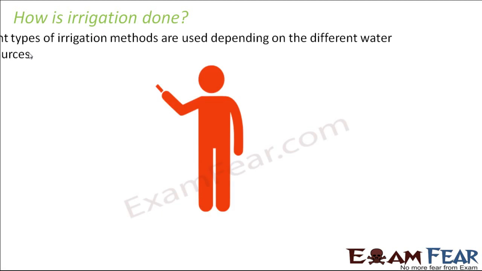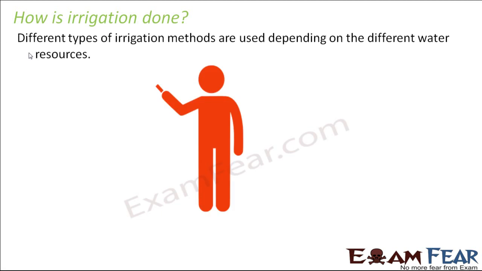Now the question is, how is irrigation done? How exactly do we water the field? Because the fields which we are talking about are huge fields. So if we want to water those fields manually, it is again going to be a tedious job. However, there were traditional methods of irrigation. Now these days some modern methods of irrigation have come up as well. So let us quickly have a look at them.